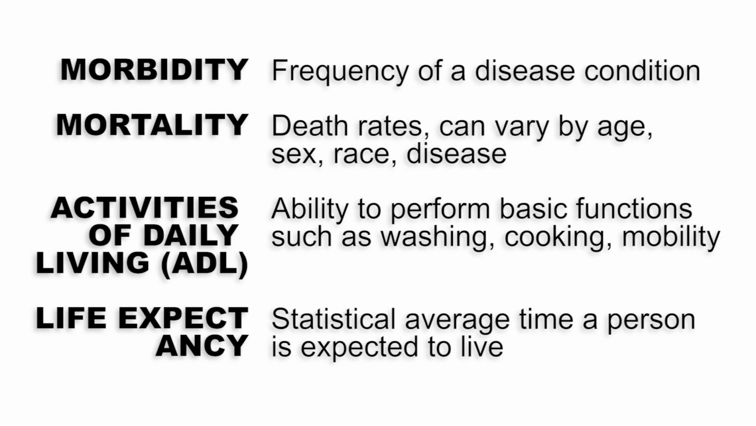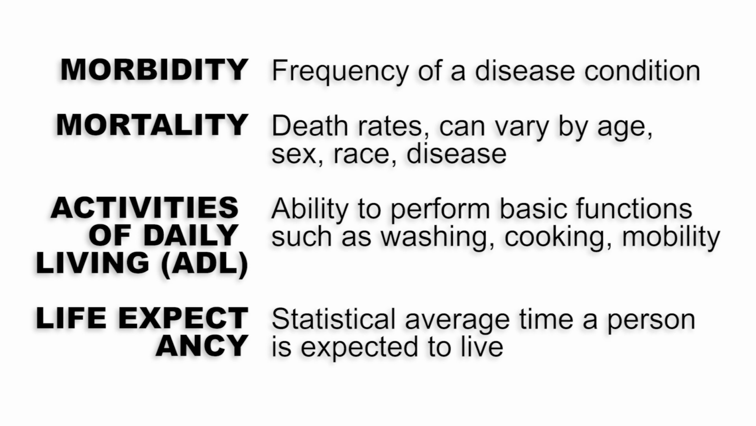Data associated with demographics includes morbidity, which is the measurement of the frequency of a disease condition in the population. Mortality uses death rates as an indicator of population health and can vary by age, sex, race, or disease. Activities of daily living, ADLs. This is the ability to independently perform basic functions such as washing, cooking, and mobility. Life expectancy. This is the basic measure of health status, which is the statistical average time a person is expected to live.